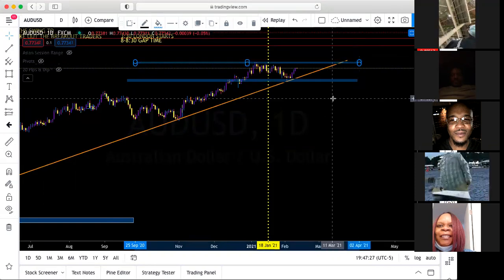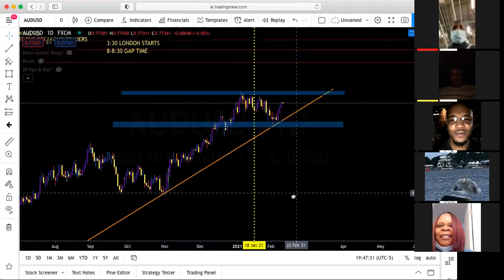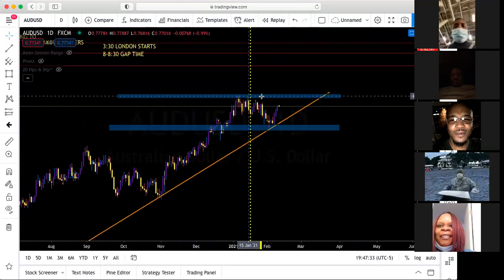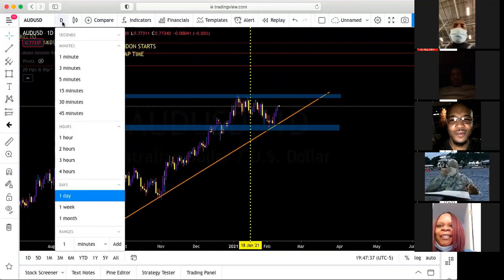Now look at what we have, you all. I'm going to open this up a little bit. We have the most recent low and the most recent high, and now we have a zone in between here. Now watch what happens when we go down to the 4-hour chart.